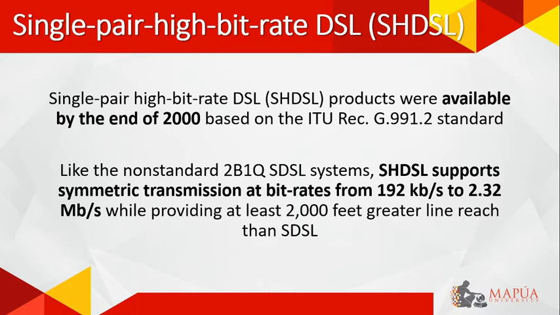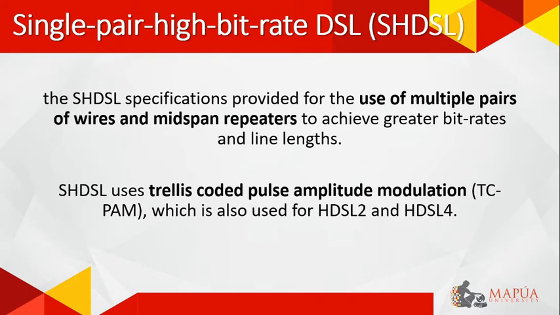Single pair high bit rate DSL, or SHDSL, products were available by the end of 2000. Like the non-standard 2B1Q SDSL system, SHDSL supports symmetric transmission at bit rates from 192 kbps to 2.32 Mbps while providing at least 2000 feet greater line reach than SDSL. Furthermore, the SHDSL specification provided for the use of multiple pairs of wires and mid-span repeaters to achieve greater bit rates and line lengths.